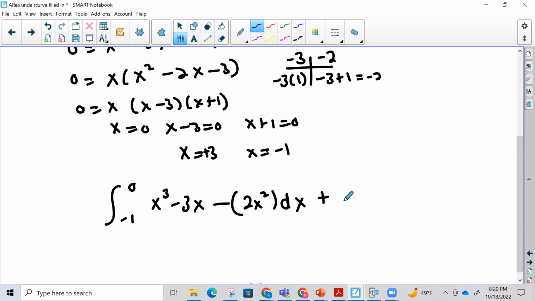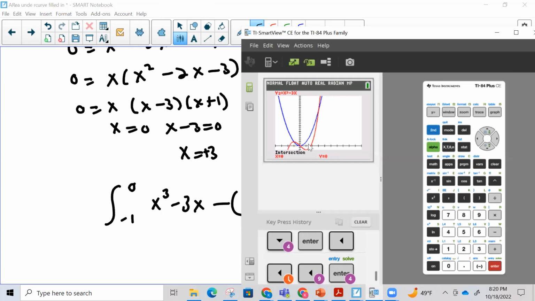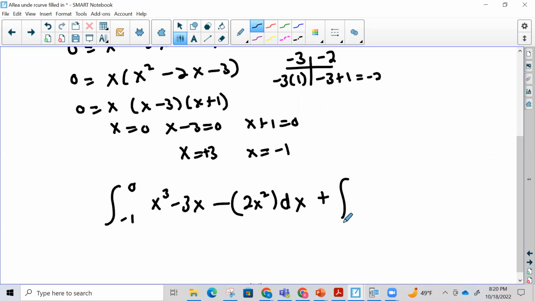And then I have to add the second region because these two curves also create this region. And so we want that area as well. So this one starts at 0 and goes to that 3, but now the blue curve is on top. So I'd go from 0 to 3, and then my 2x squared, that's the blue curve, minus the x cubed minus 3x. And then again, you would solve it.